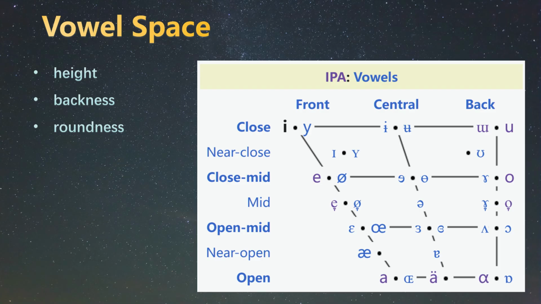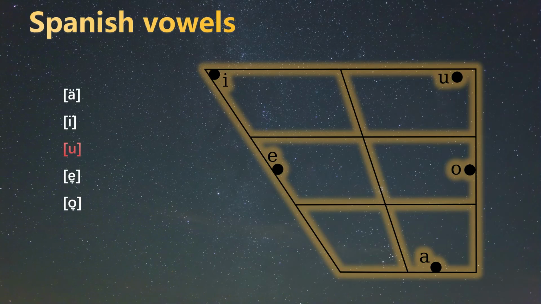We can identify 2 extremes to help with understanding. The close front unrounded vowel i, as in E in C, is located at the upper left corner of the chart, while the open back rounded vowel, as in R in father, is located at the lower right corner. Now let's move on to the simplest 5 vowel system, Japanese and Spanish.